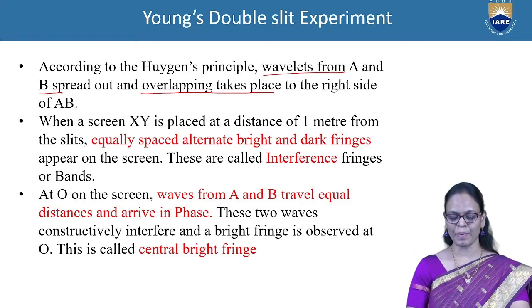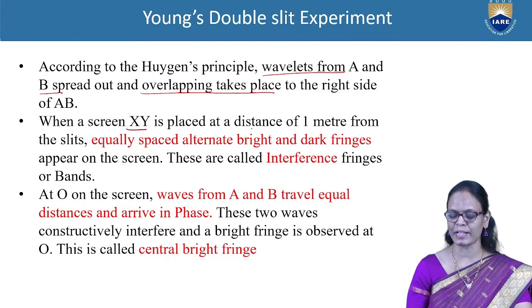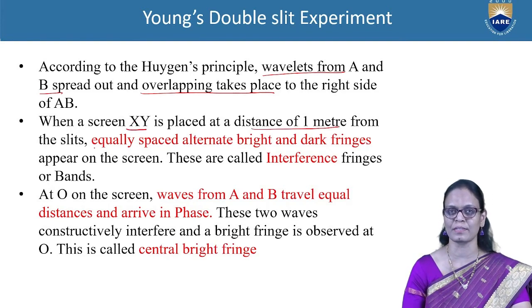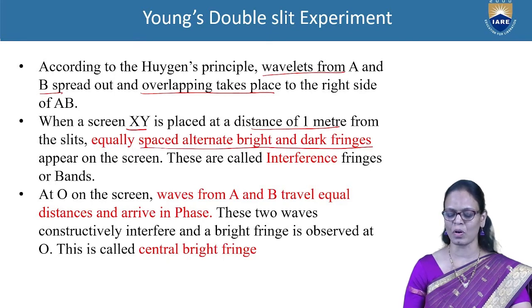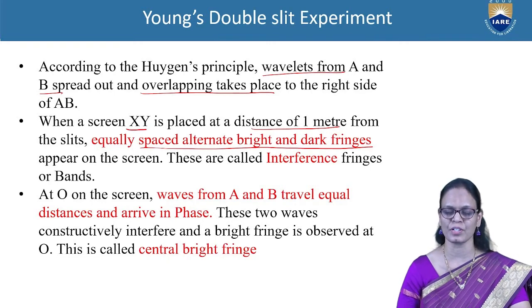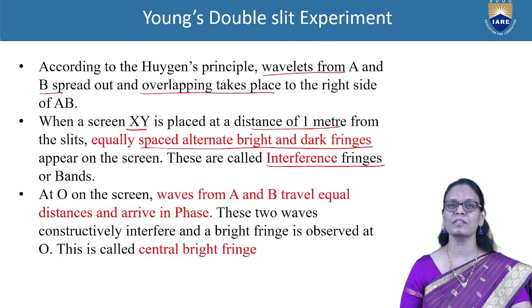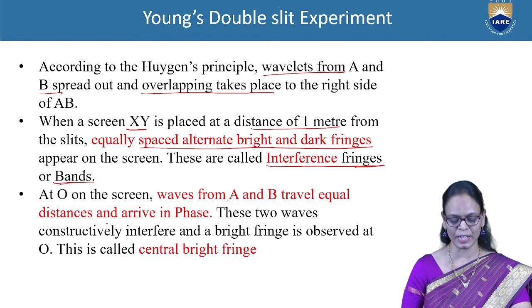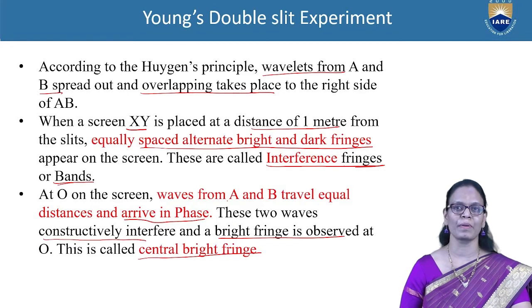And when they overlap and a screen XY is placed at a distance of 1 meter from the slits, you will see equally spaced alternate bright and dark fringes, and we call them interference fringes or bands. So we have already discussed what the fringes are. We may also call them bands. And at a point O on the screen, waves from A and B travel equal distance and arrive in phase. So we have constructive interference and a bright fringe is observed. So the central fringe is always bright.